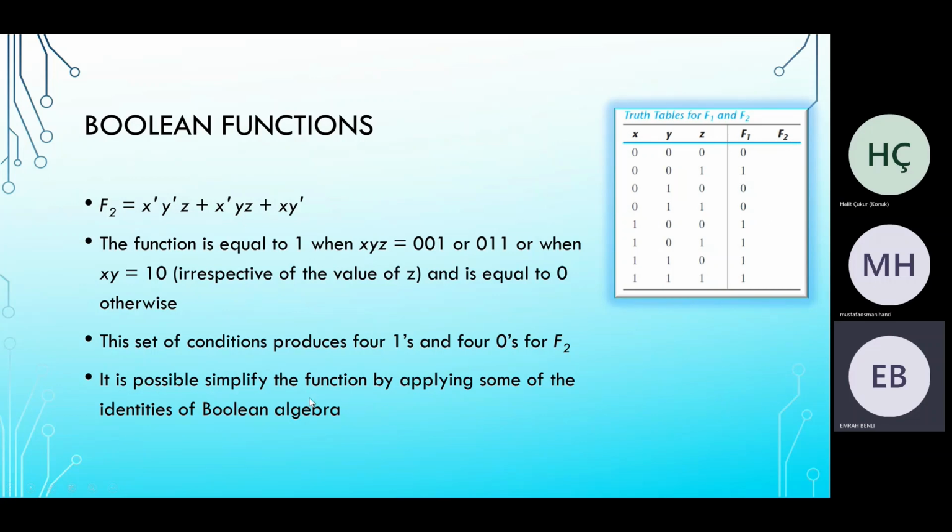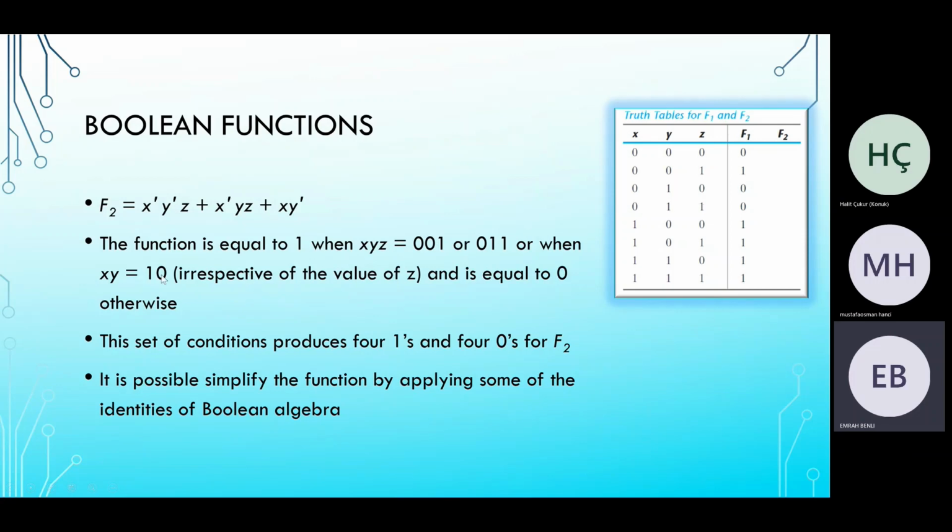It is possible to simplify this also. We can use the identities of Boolean algebra and simplify this. I will show it too. So let's find those in the table. We are looking for x, y, z, 0, 0, 1. 0, 0, 1. And it's here. And 0, 1, 1. 0, 1, 1.